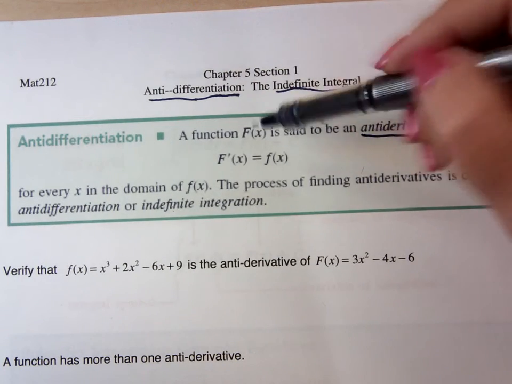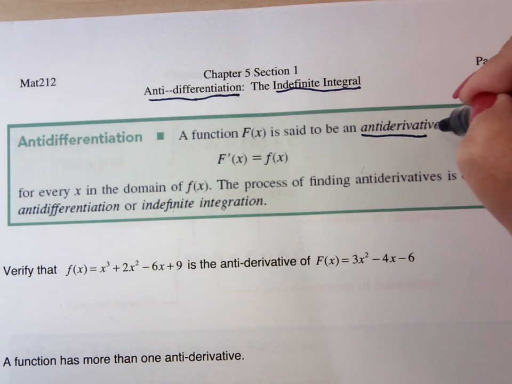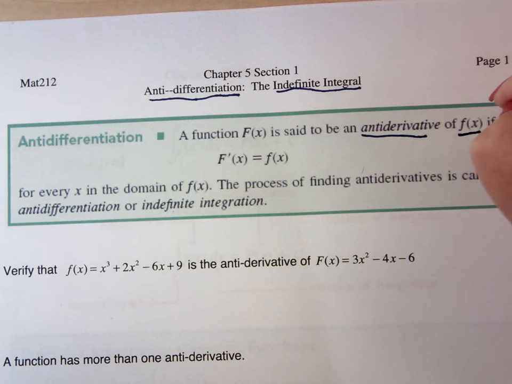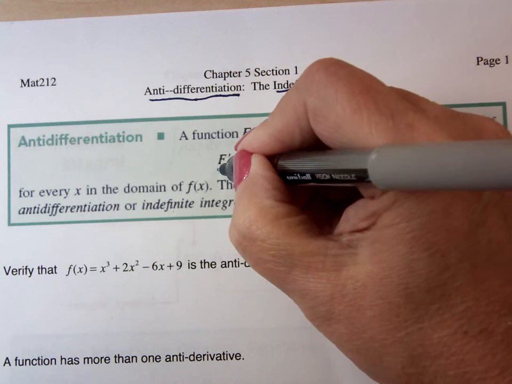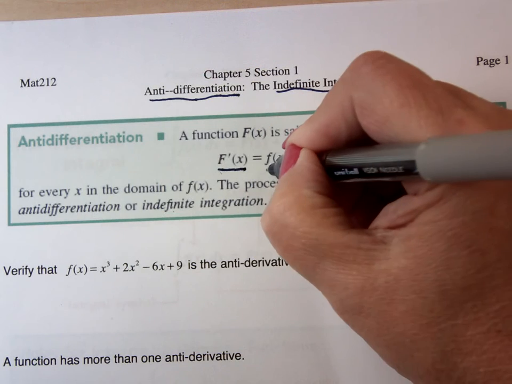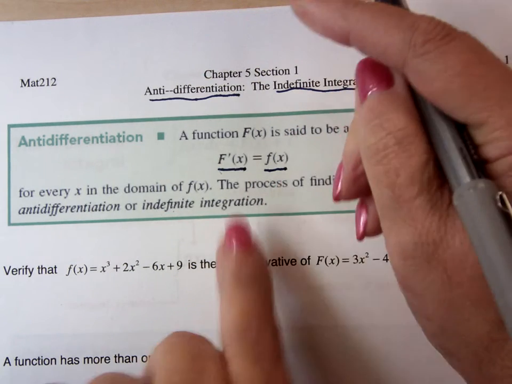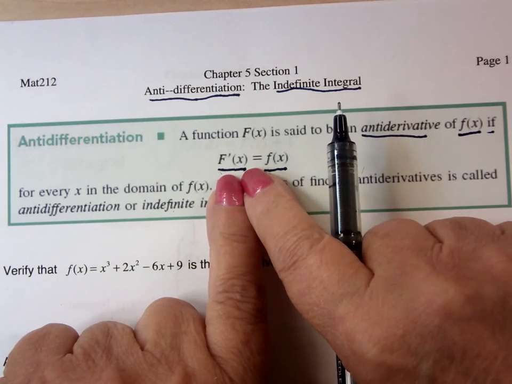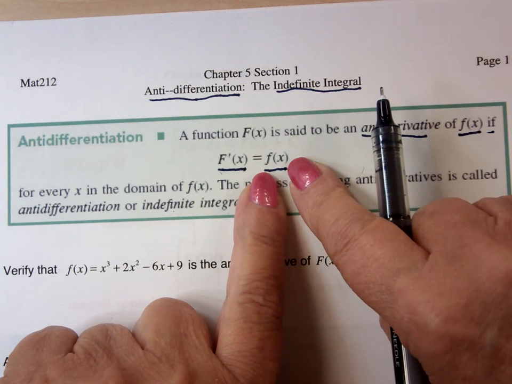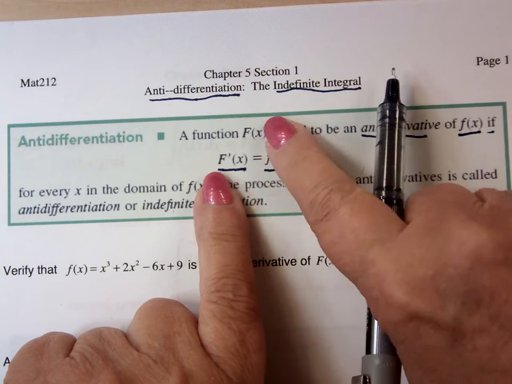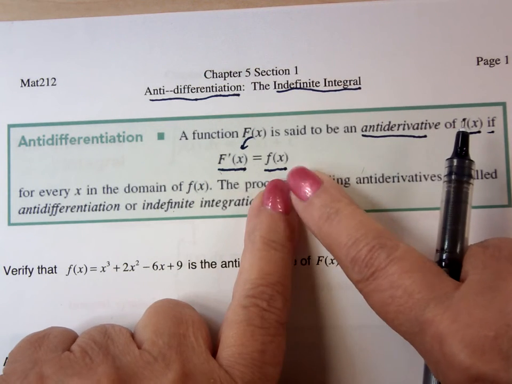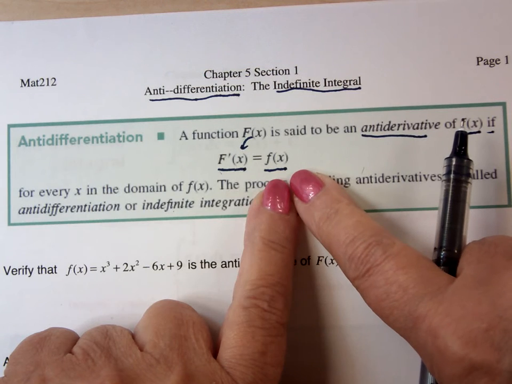Antidifferentiation. A function capital F is said to be the antiderivative of lowercase f if the derivative of capital F, F prime, is equal to little f. So the derivative of the capital F is equal to the little f. So if I take the derivative of the big function, it's equal to the little function, the derivative.